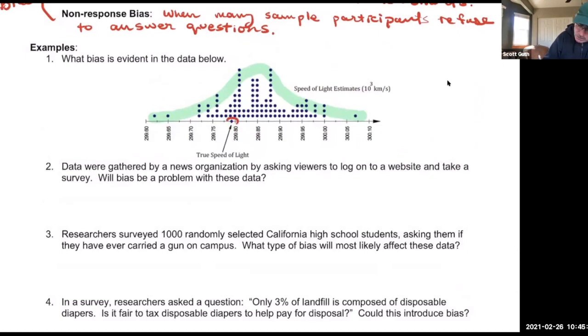Okay, now, again, these were early days. And when I say the true speed of light, that's our current understanding of how fast light travels. So you can see there's a tendency here for the estimates, the actual data that were gathered, to be too high or too low. Some of them are too low, but most of them are too high. So with most of these being too high, that's a tendency to be too high. That's just bias. So the question is, what type of bias is it?